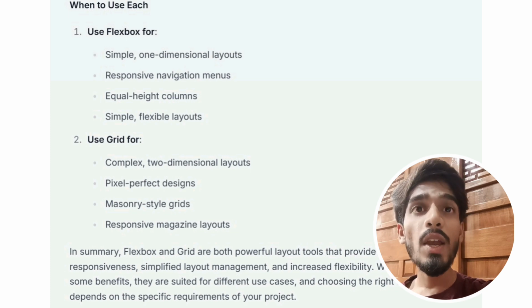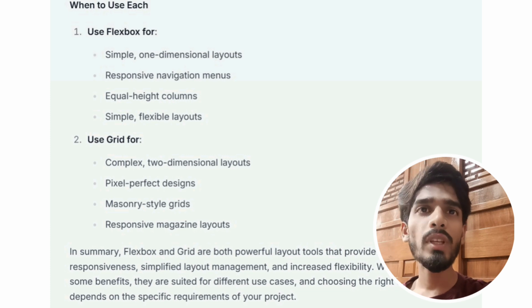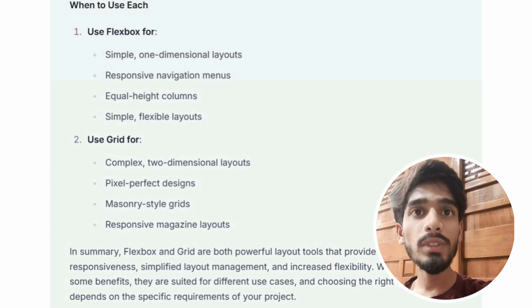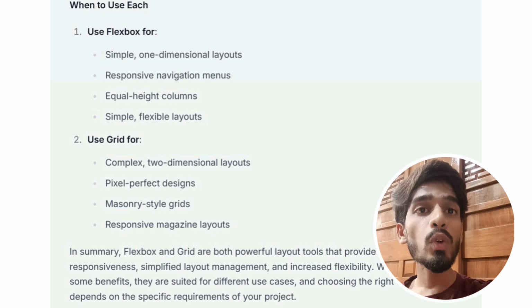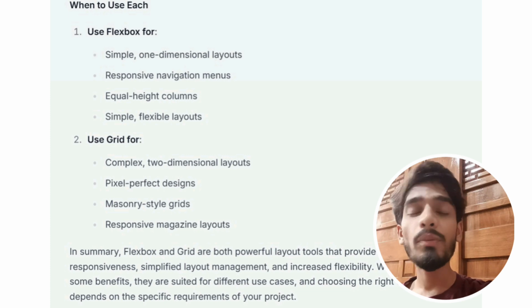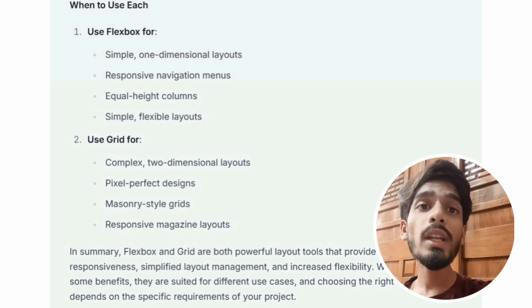Now we will see when to use Flexbox and when to use Grid layout. Flexbox is used for simple one-dimensional layouts, responsive navigation menus, equal height columns, and simple flexible layouts. Next, when should we use Grid layout? For complex two-dimensional layouts, for pixel perfect designs, for masonry style grids, and for responsive magazine layouts.